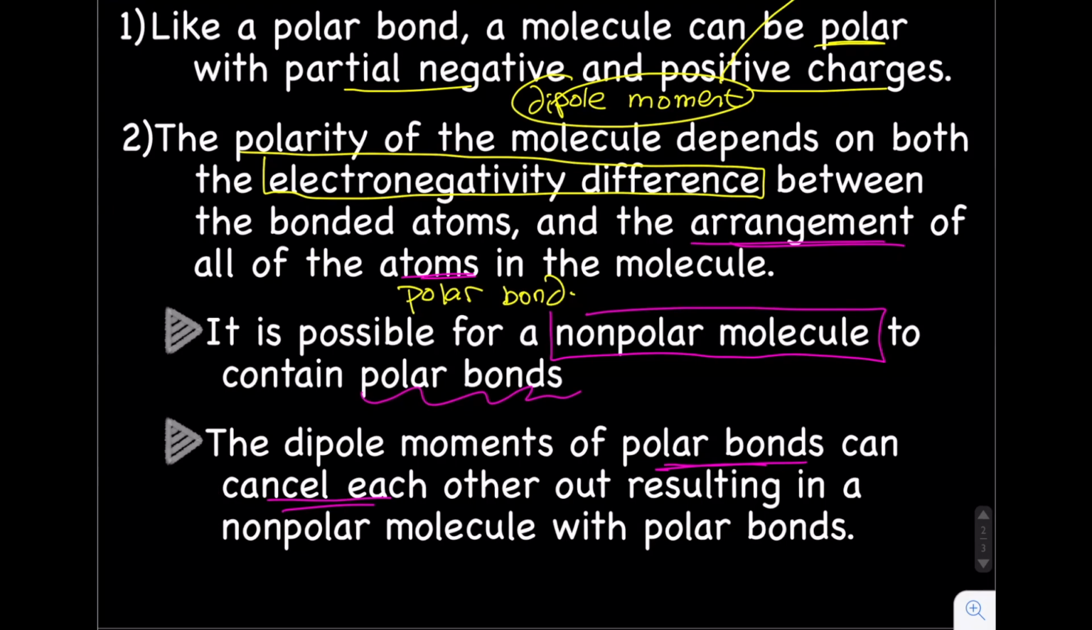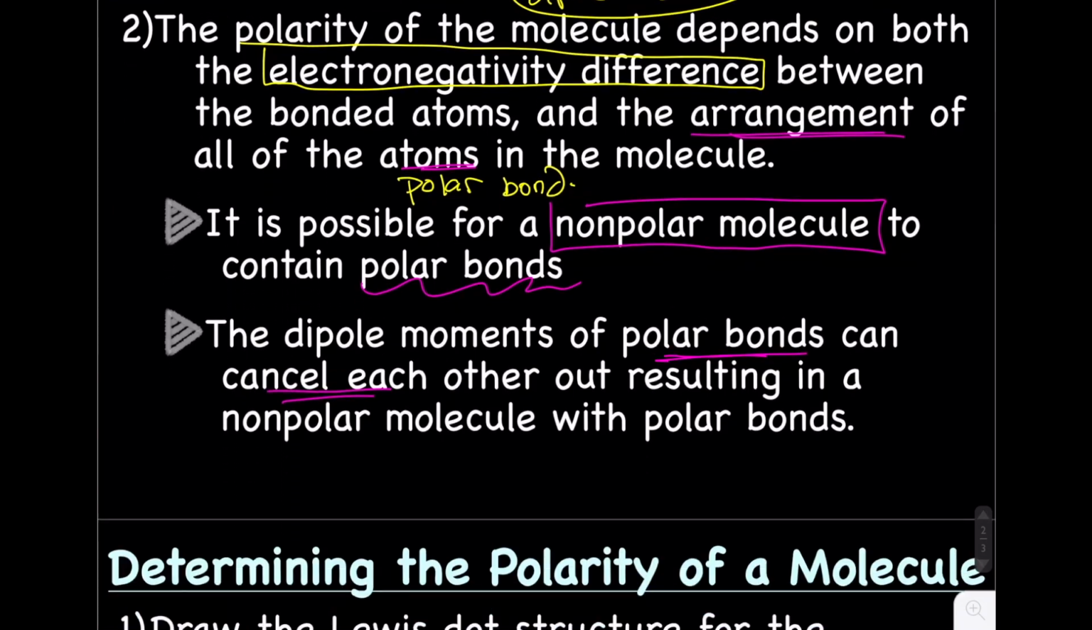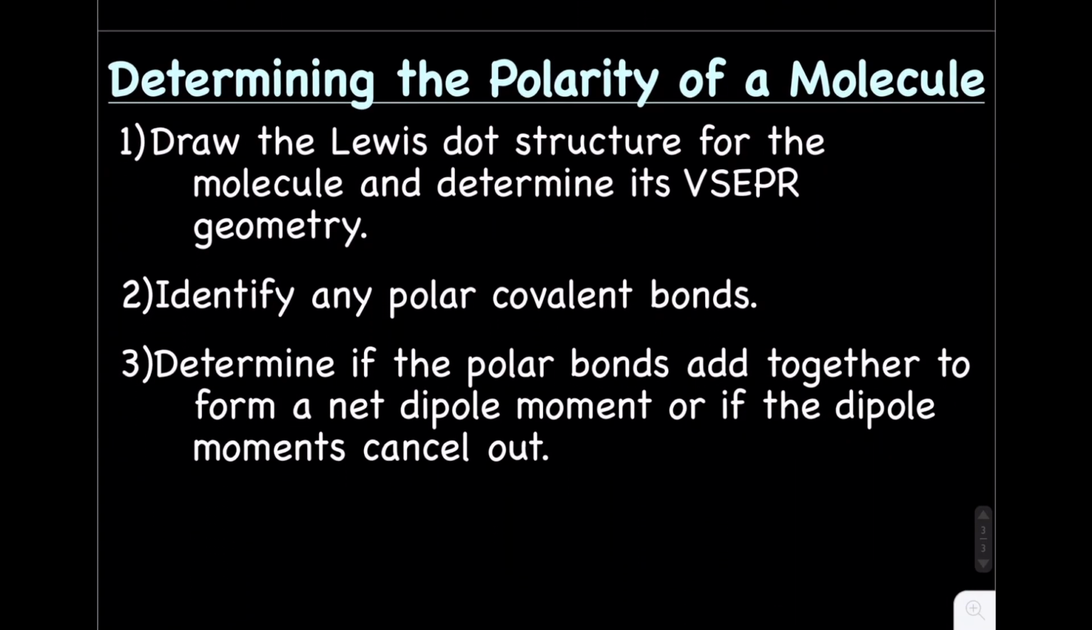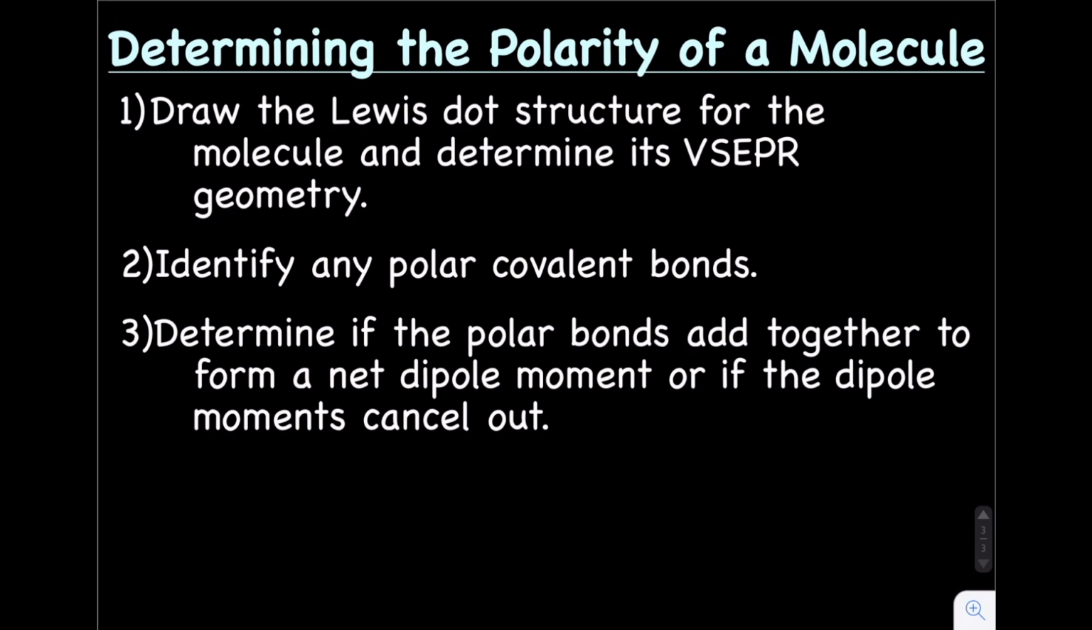All right, so let's go through the list of the steps, I guess, of how to determine the polarity of a molecule, and then we'll actually try it. And it'll make more sense after we try it. So step one is you need to draw the Lewis dot structure for the molecule and determine its geometry. Okay, its VSEPR geometry, meaning its shape. Okay, you need to identify any polar covalent bonds.